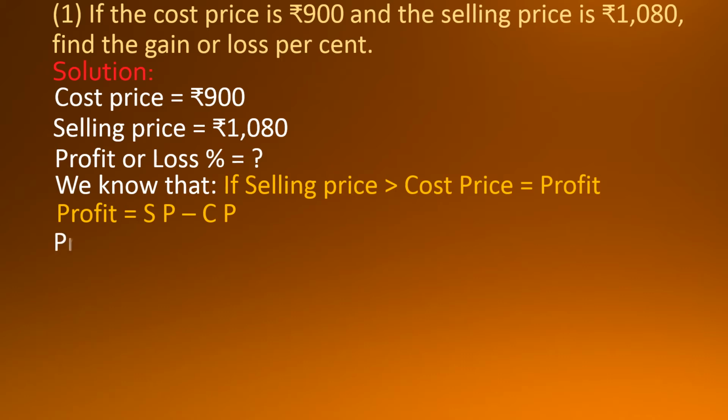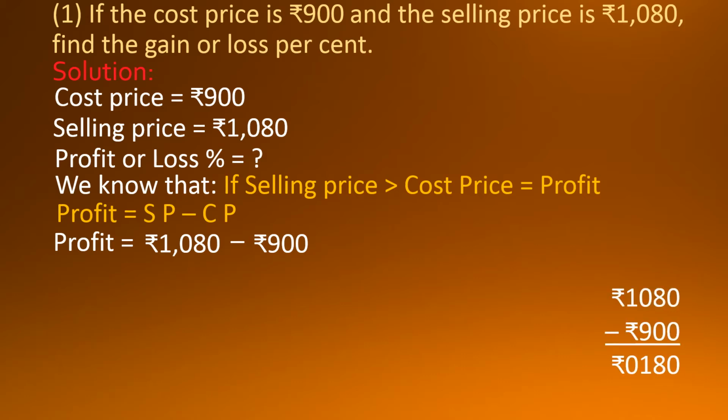Now put the value. Selling price is equal to rupees 1080. So write down rupees 1080. Then write the minus sign as it is. And cost price is equal to rupees 900. So write down rupees 900. Now do the subtraction. We get rupees 180. So profit is equal to rupees 180.